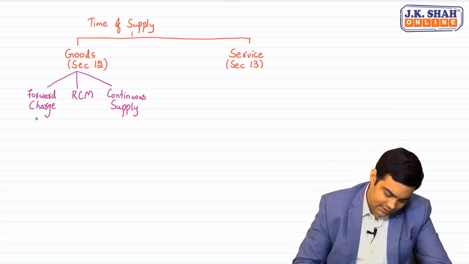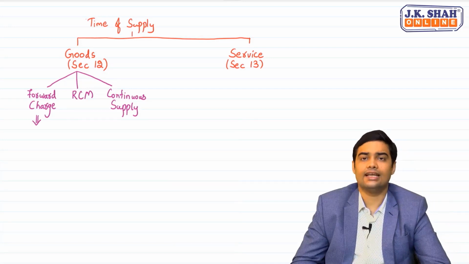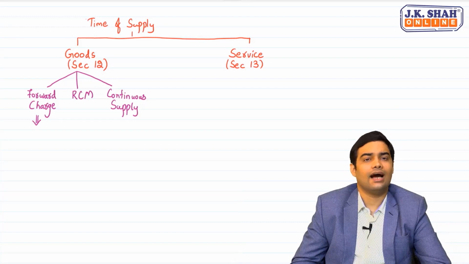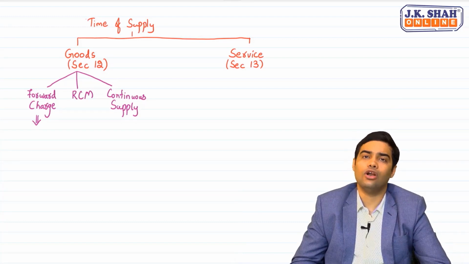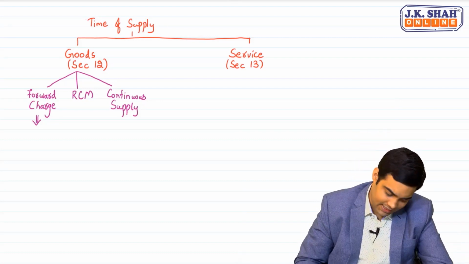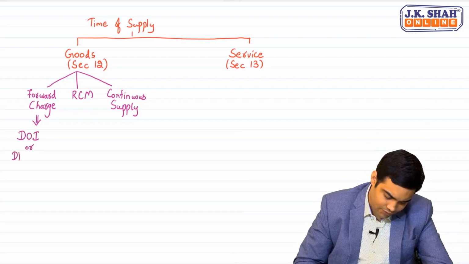Forward charge. Remember one thing, a relief is provided to goods industry that date of payment would not be used as time of supply under forward charge unless it's a case of RCM, composition or continuous supply. So under forward charge, the time of supply is date of invoice or date of removal of goods / making available of goods, whichever is earlier.